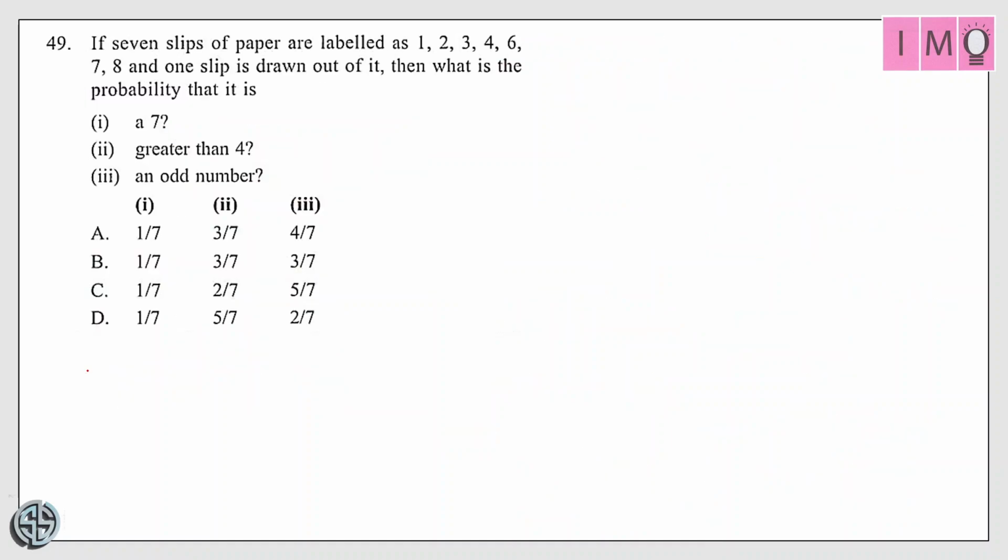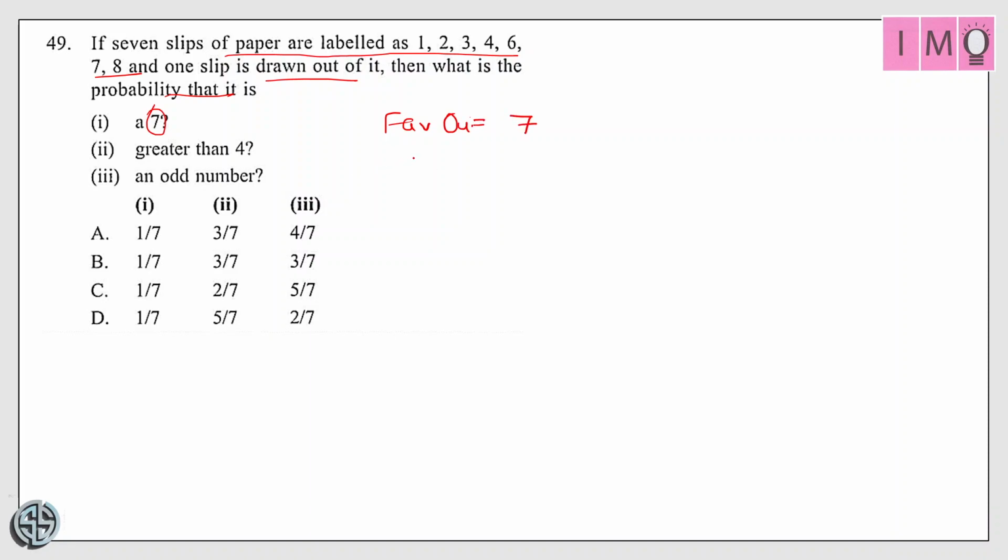Now let's move to the next question, and this is the 49th question based on probability. Here you can see, 7 slips of paper are labeled like this, 1 2 3 4, 5 is not there, and therefore it goes to 8. There are 7 slips numbered from 1 to 8, and 5 is not there. One slip is drawn out of it, then what is the probability that it is a 7?